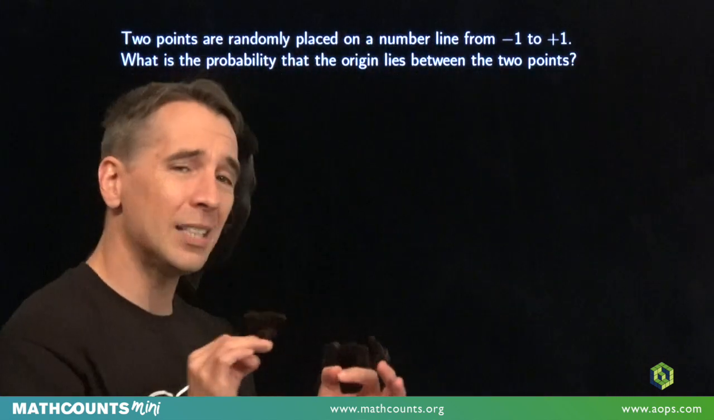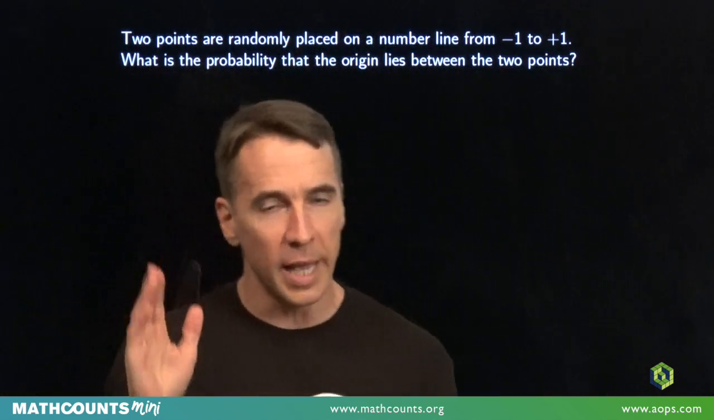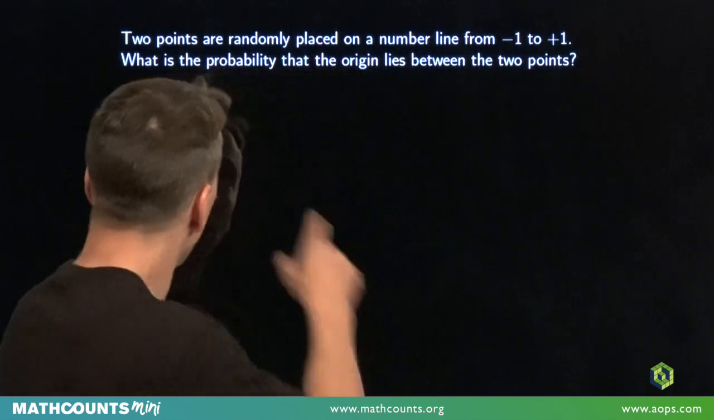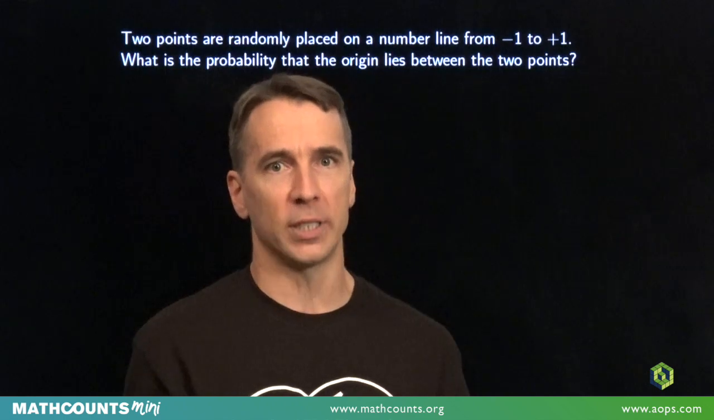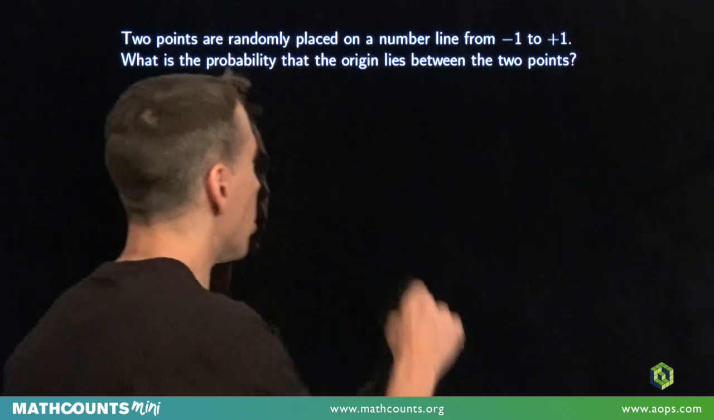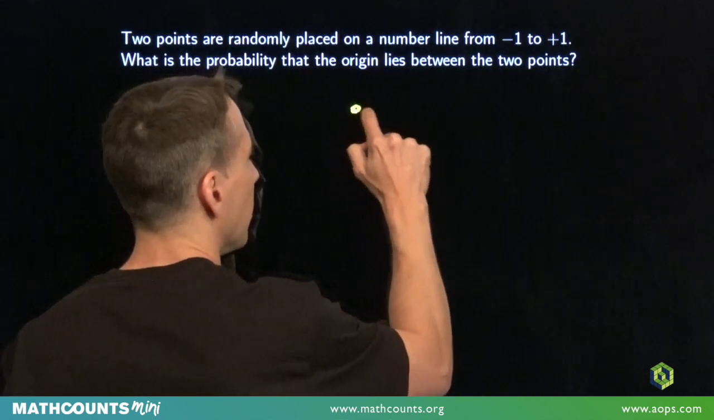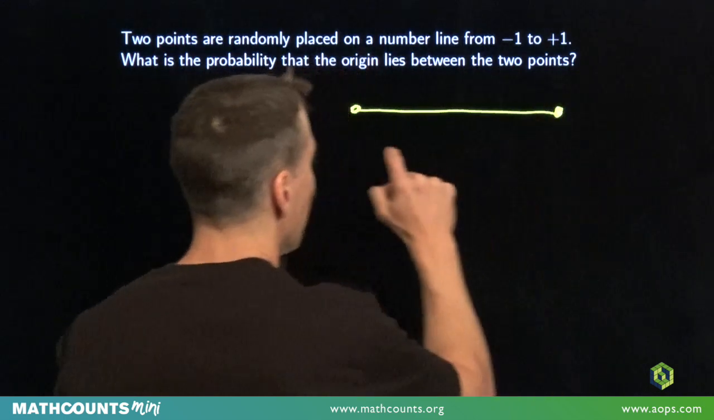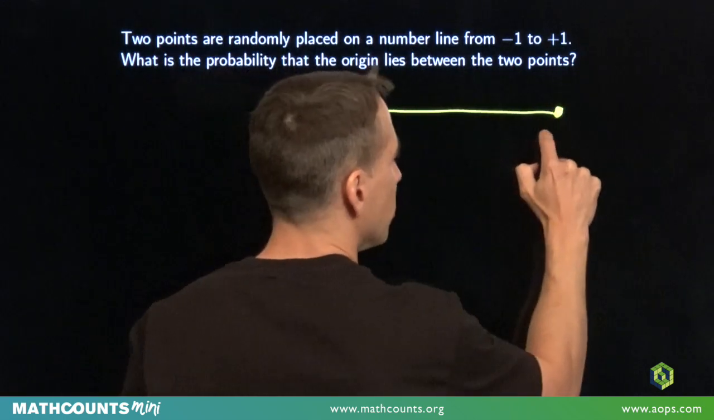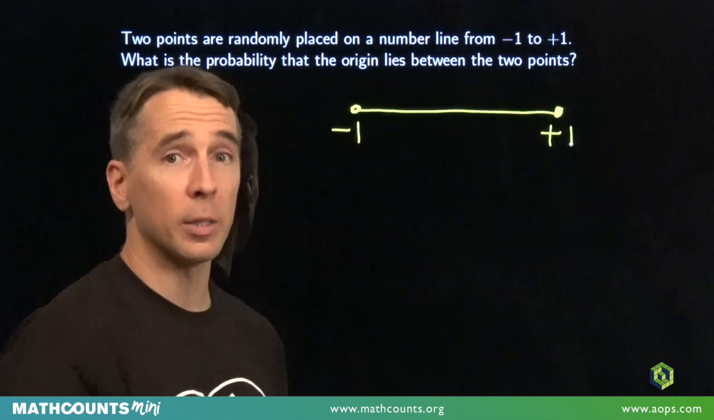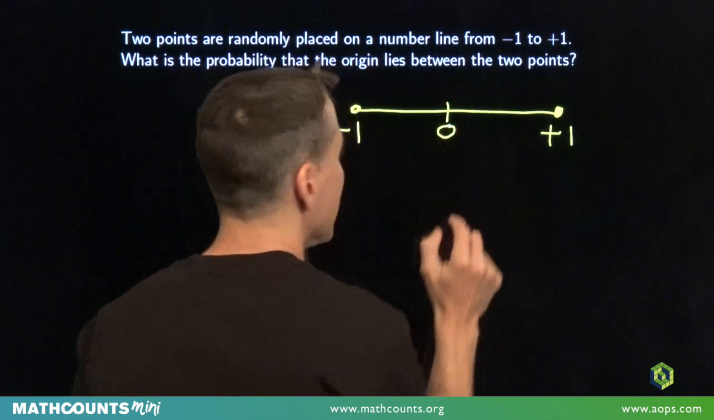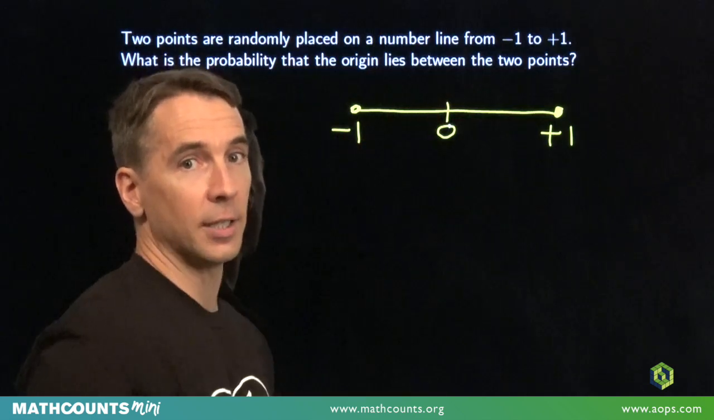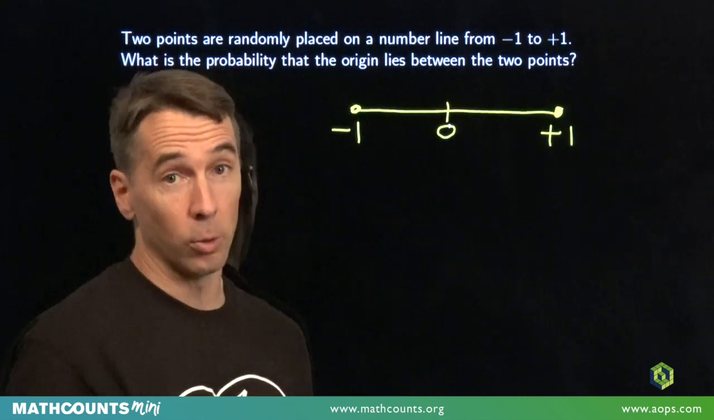2 points are randomly placed on a number line from -1 to +1. We have to find the probability that the origin is between the 2 points that we choose. So let's draw that number line. Number line goes from -1 to +1. And we want the probability that the origin is between the 2 points that we're going to choose on this line. Origin, that's 0 right there.